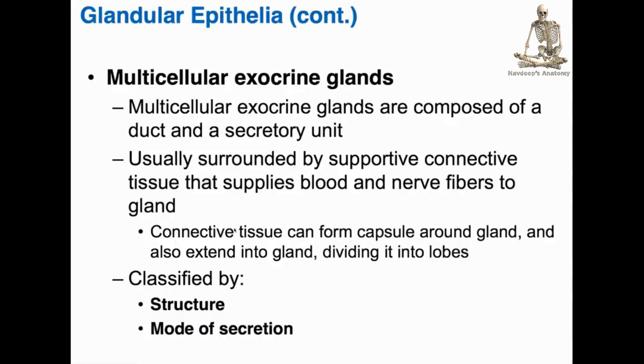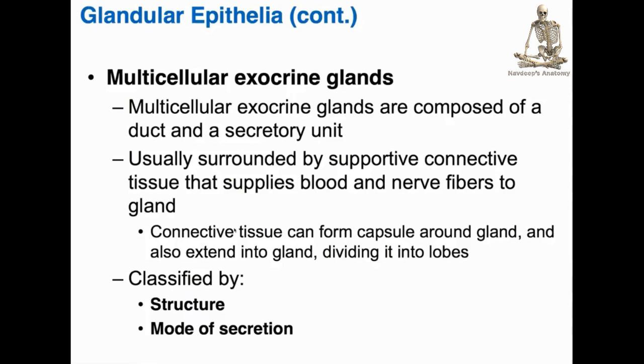Now talking about the multicellular exocrine glands, as the name says, they are composed of more than one cell. So multicellular exocrine glands are composed of a duct and a secretory unit. Like we saw in the goblet cell, which is the secretory unit, one more type of structure called the duct is present in these glands, into which the secretion of that particular gland is secreted. It is usually surrounded by supportive connective tissue that supplies blood and nerve fibers to the gland, and the connective tissue can form a capsule around the gland and also extend into the gland, dividing it into various lobes.